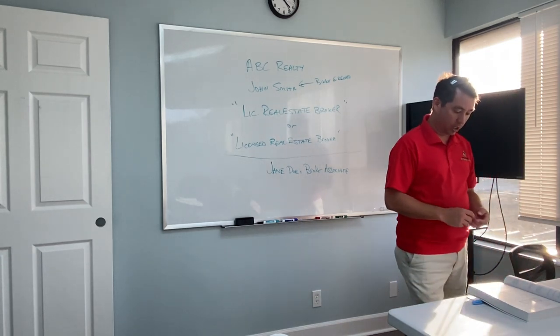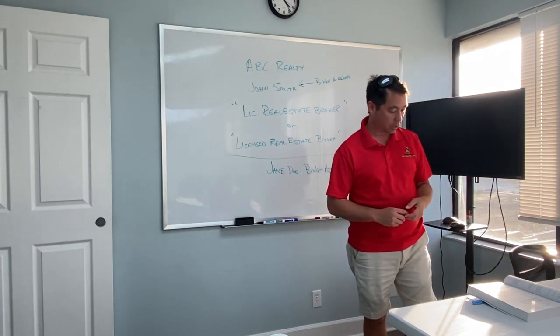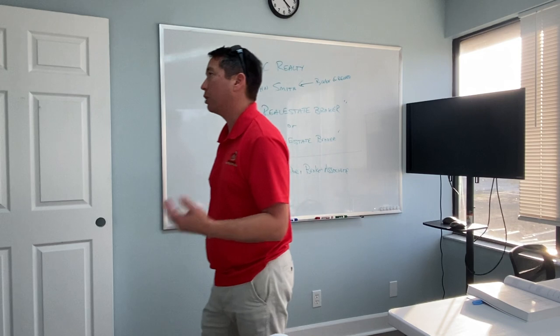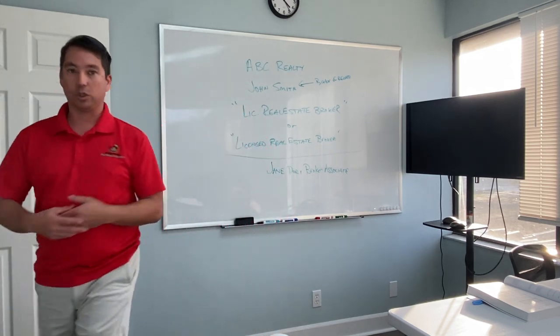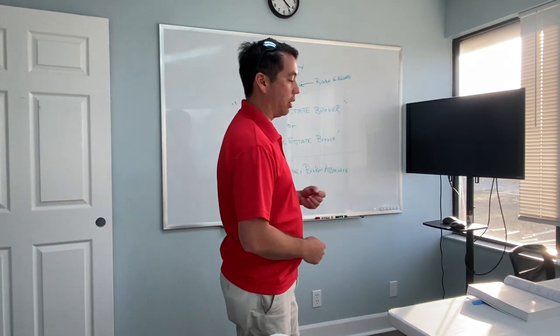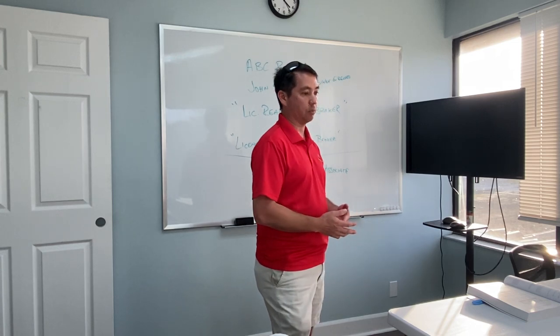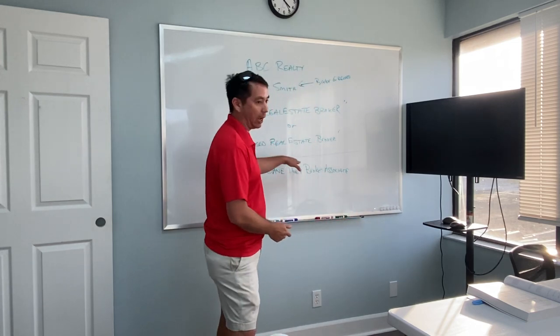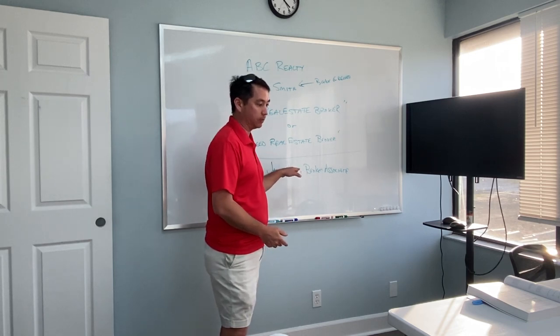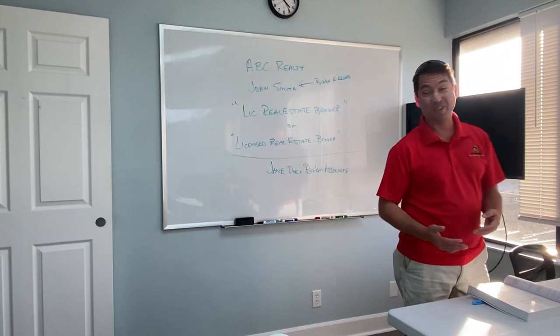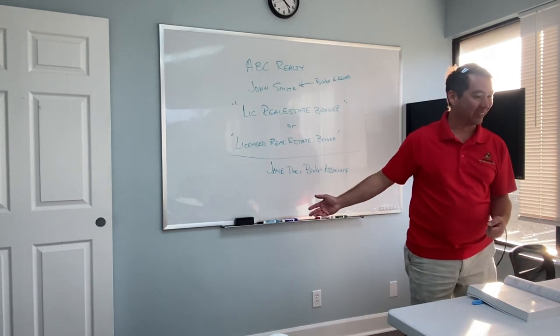There must be clear distinction between broker's name and the names of company sales associates on the sales sign. If there are associate brokers, or if there are sales associates, you have to have a distinction between the two. So most people put a line, like I did here on the board, right? Or they just don't do it at all, because if you don't do it at all, you can't get in trouble for it, right?